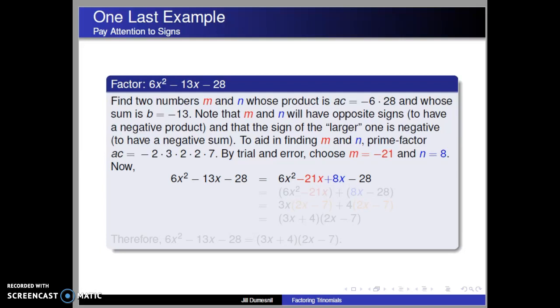So we're going to write negative 13x as minus 21x plus 8x in our original quadratic expression, and group the terms in pairs. We factor 3x out of the first pair of terms and 4 out of the second pair of terms, noticing that we have a common binomial factor of 2x minus 7 that we can now factor. Therefore, our polynomial 6x² minus 13x minus 28 can be written as the product of 3x plus 4 times 2x minus 7.